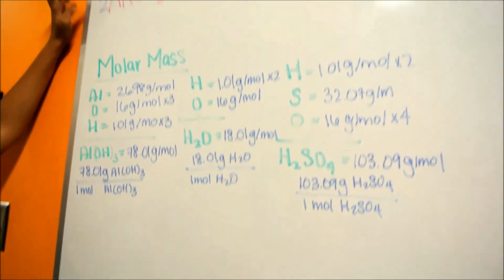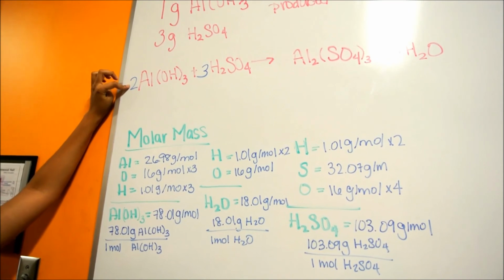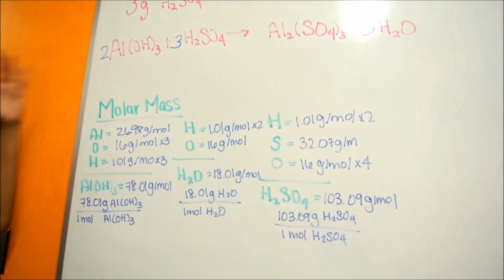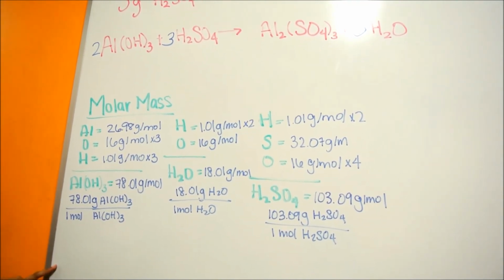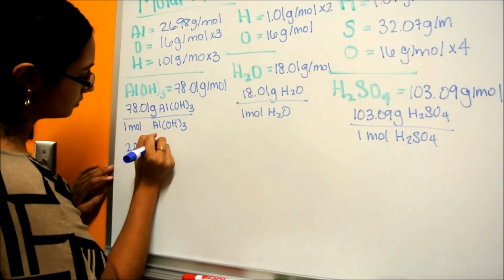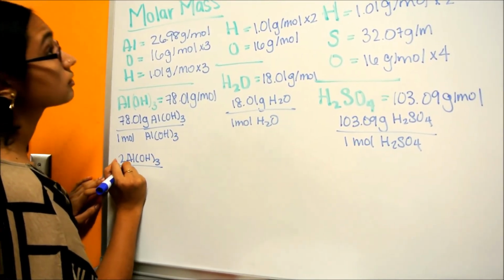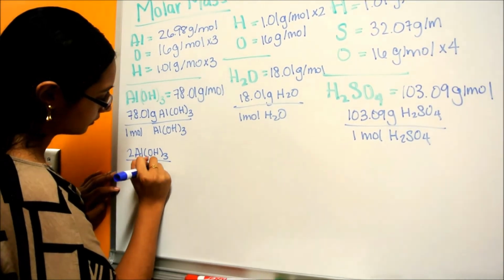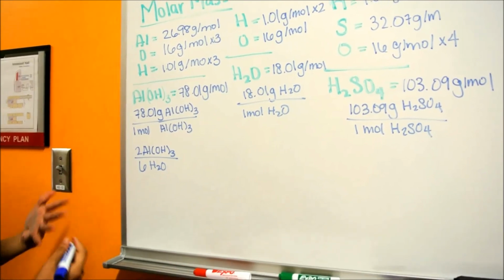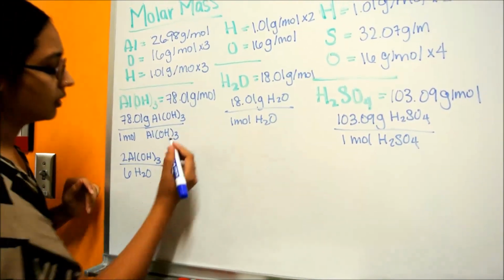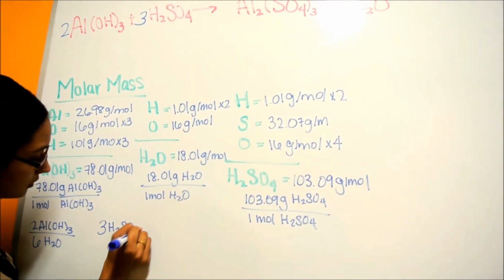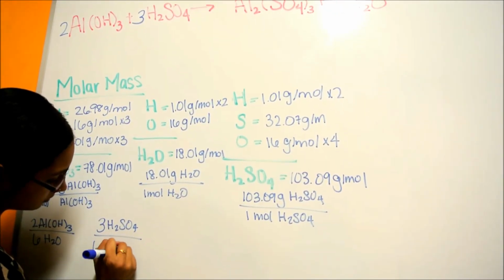Using this balanced equation, I can also come up with my molar ratios. So that's what I'm going to do now. I'm going to have 2 aluminum hydroxides for 6 water. Sorry. Now, again, you can flip that, but I'm not going to write it out just because I know it. And you also have 3 sulfuric acids for 6 waters.